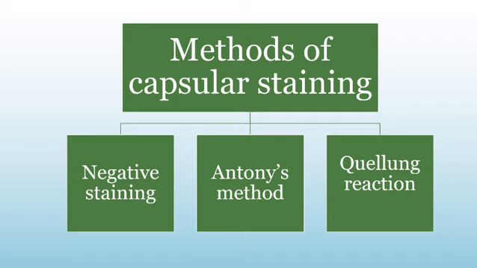There are three different methods used to demonstrate capsules in microorganisms. The first is the negative staining method, in which we use nigrosin or India ink. In Anthony's method, we use methylene blue, which is also called the positive staining method. And the third is the Quellung reaction, which is an immunological method used for the detection of capsules around microorganisms.